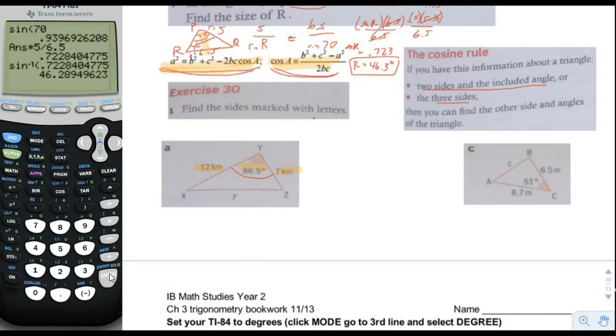Okay, so here we want to know the side y. And if we want to know a side, then we should use this formula, right?